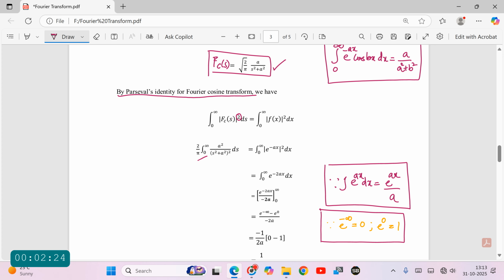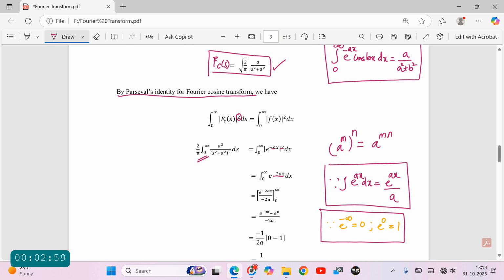Here the integration limit is only positive, so you skip the modulus. Similarly, on the right side, integral 0 to infinity modulus of e power minus ax the whole square into dx. Already you know (a power m) whole power n equals a power m into n, so multiply the powers. Minus ax into 2 gives minus 2ax. Now integrate e power minus 2ax dx.